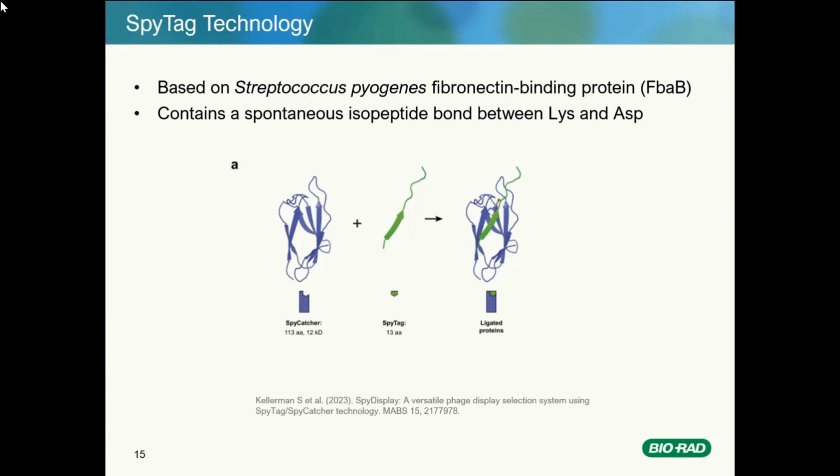Discovery research showed that the immunoglobulin-like collagen adhesion domain of the FbaB protein could be split and the fragments modified to result in a peptide in the middle panel that rapidly formed an amide bond to its protein partner shown in the left panel. The peptide and protein fragments were named SpyTag and SpyCatcher, respectively.